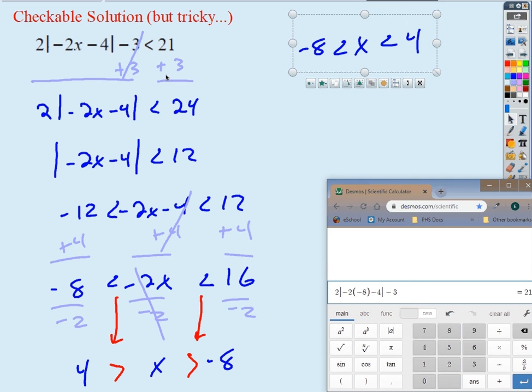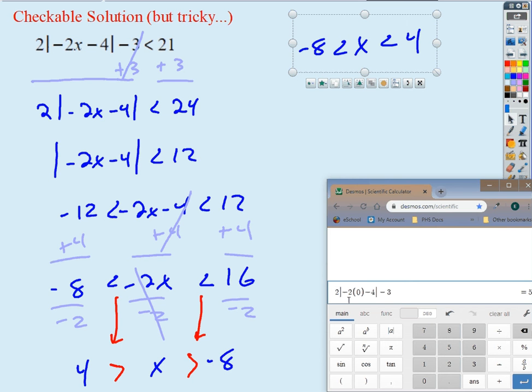What do you know? 21. Checks out. What's going to happen if I put in positive 4? 21. What do you know? Okay, so both of those boundaries give me 21. What if I pick a value in between, like 0 would be a convenient one? It's got to be less than 21. And it's 5. 5 is less than 21. Does it look like that? Yeah, because remember, it's a V, right? It's a V.